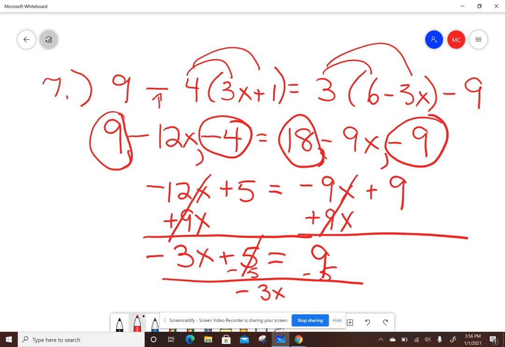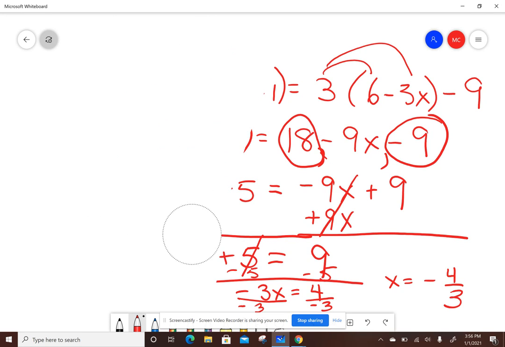Negative 3x equals 4. Again, be careful with the sign. Divide by a negative, divide by a negative. X equals negative 4/3. So now, if you got a positive 4/3, look back and see where you made your sign error. Because now you have a lot of things going on, and it's very easy to make a sign error. Okay, and the last problem I wanted you to do was number 8.